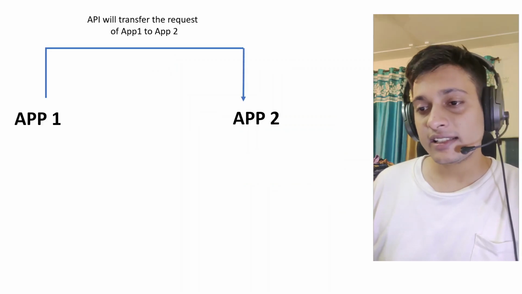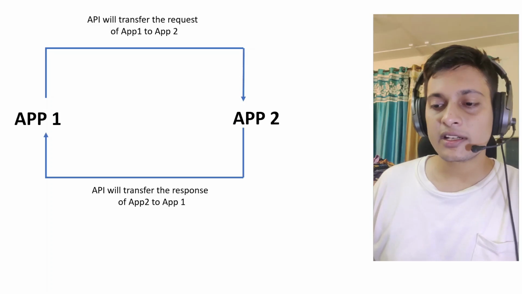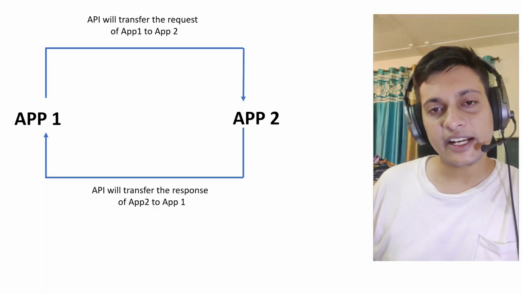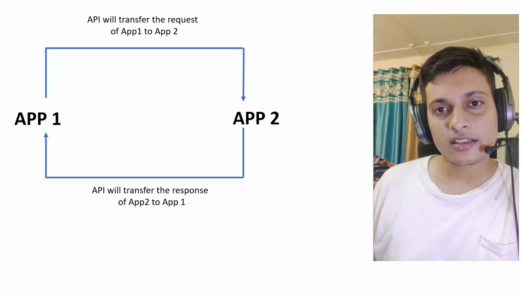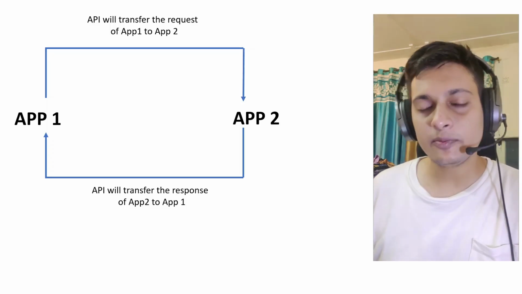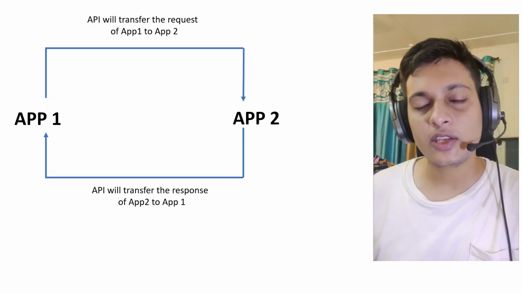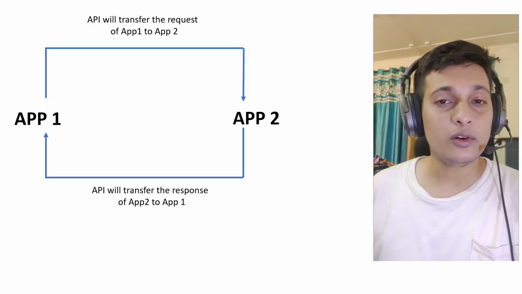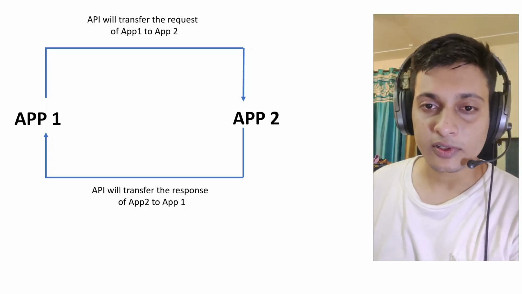So what the API does is transfer the request of application 1 to application 2, and transfer the response of application 2 to application 1. It is the vice versa approach. Even if application 2 makes the request, then application 1 will provide the response. It's simply like I'm requesting you something and you give me the response. This approach is what is used in the API. So this API is completely about request and response.